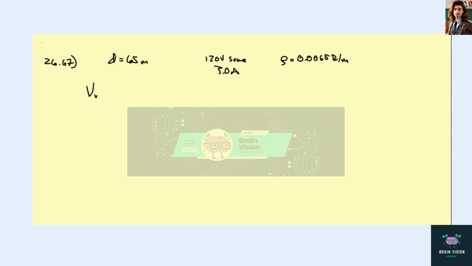So we know that the voltage drop across the wires is just given by the current times the resistance of the wires, and that is given by the resistance density in the wires times the length of the wires. So this becomes 3 amps times 65 meters times 0.0065 ohms per meter. And let's see here.